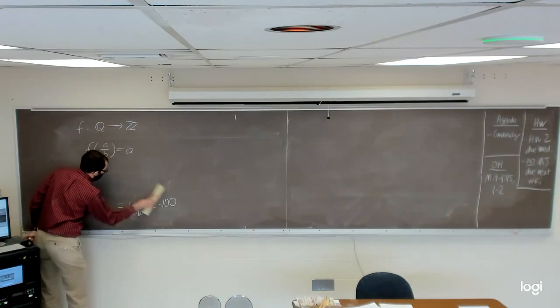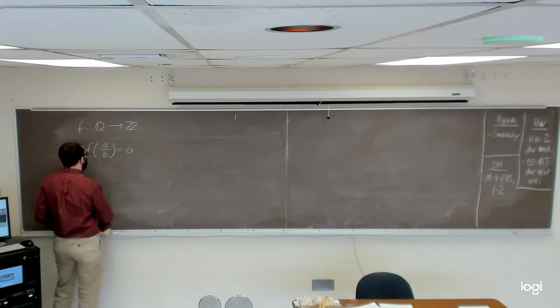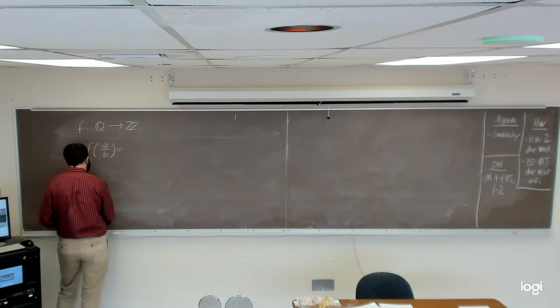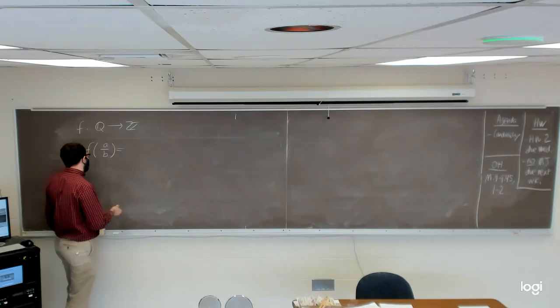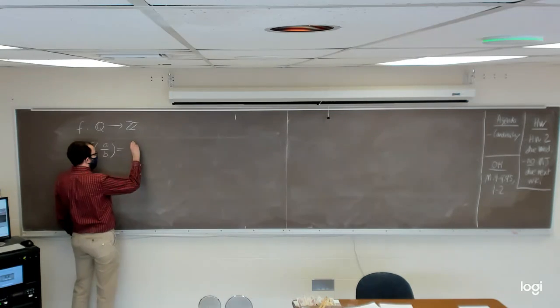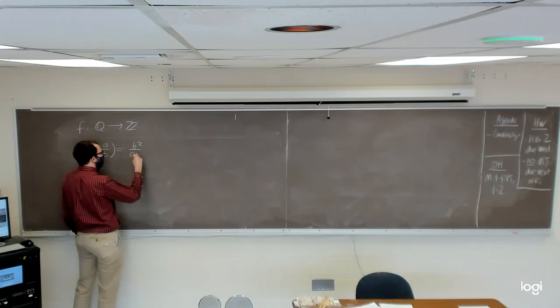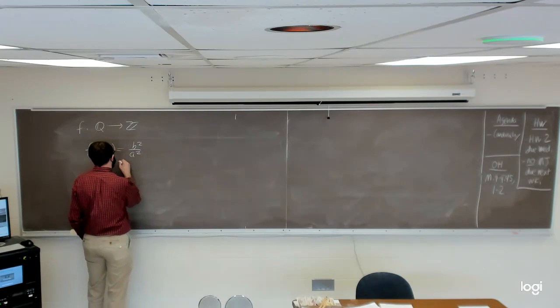So let's not do this. Let's say we want a function from the rationals to the integers, and I want f of a over b, you take the reciprocal and square it.